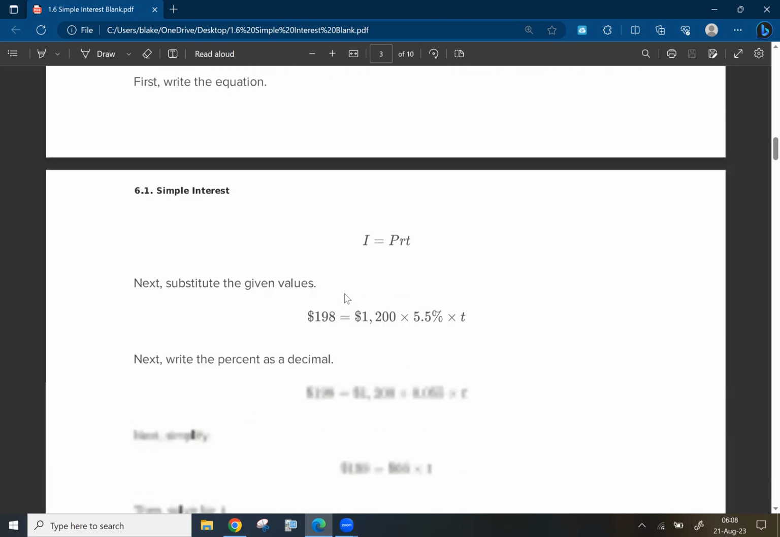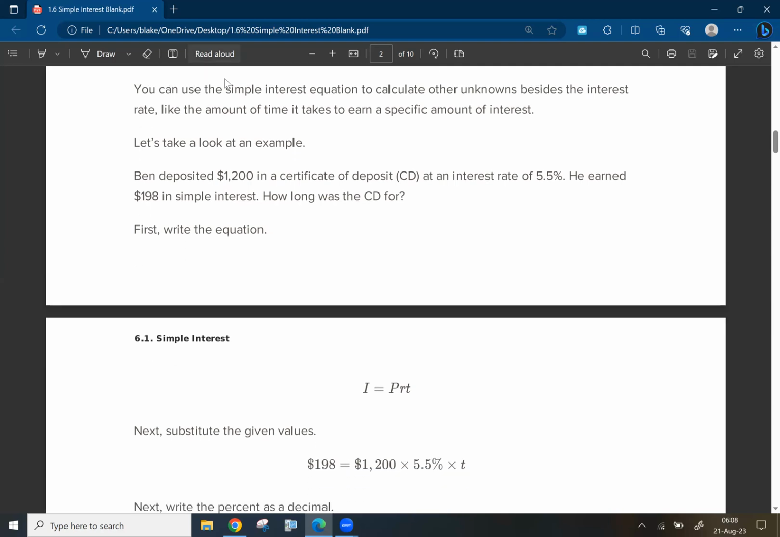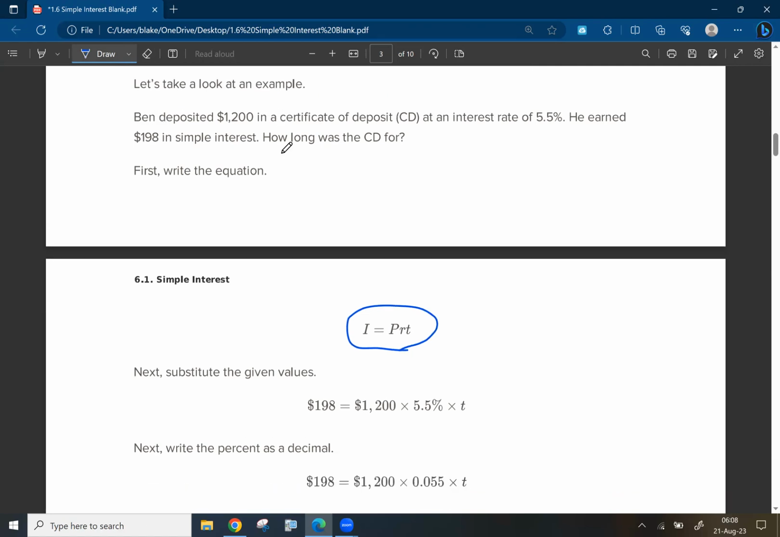This problem's already worked out, so I want to talk us through it. Pay attention to our equation. This is the equation that we're going to be using for section 1.6. It tells us that I, interest, equals P, principal, which is our starting amount, times R, rate, times T, time.